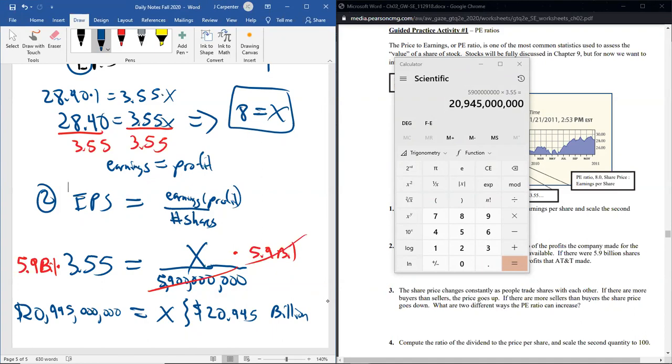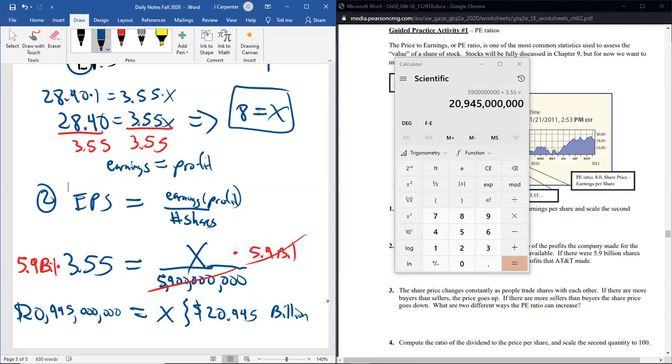Now, profit is not just how much money they made. Profit is the difference of what they earned and what they paid. So you have income and expenditures as a business, and profit is the difference of those two things. It's the difference of money coming in and money going out.